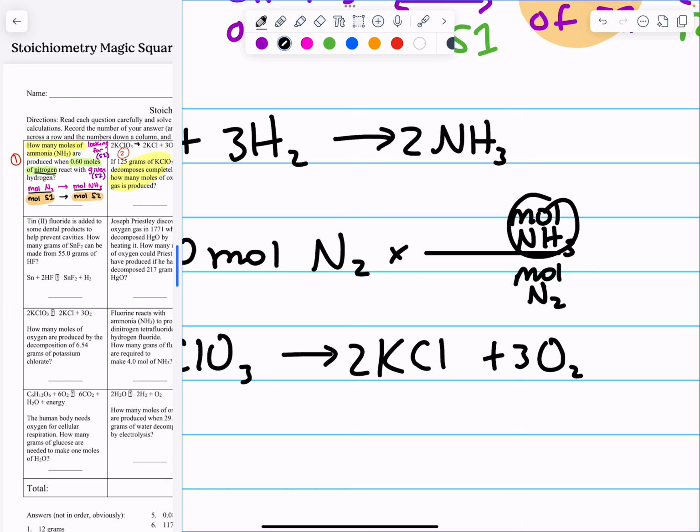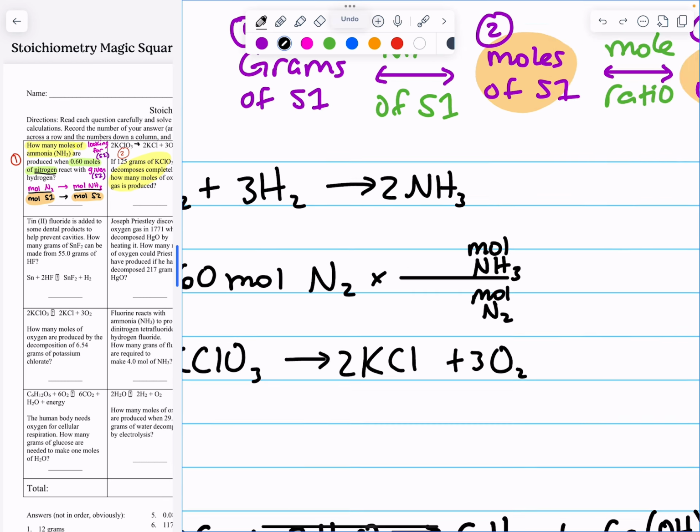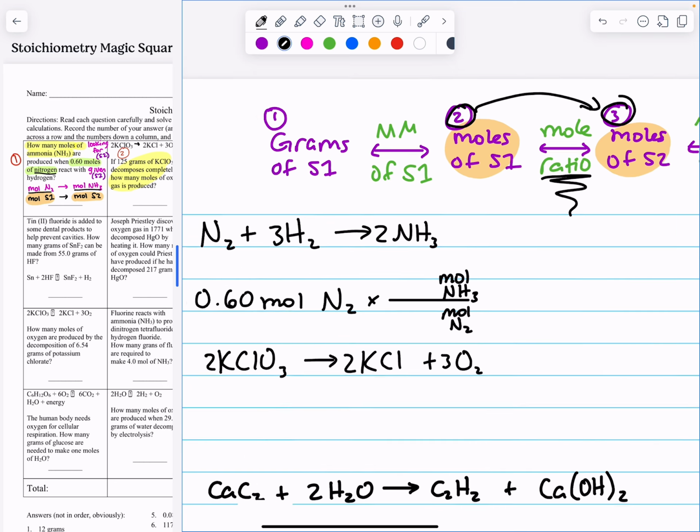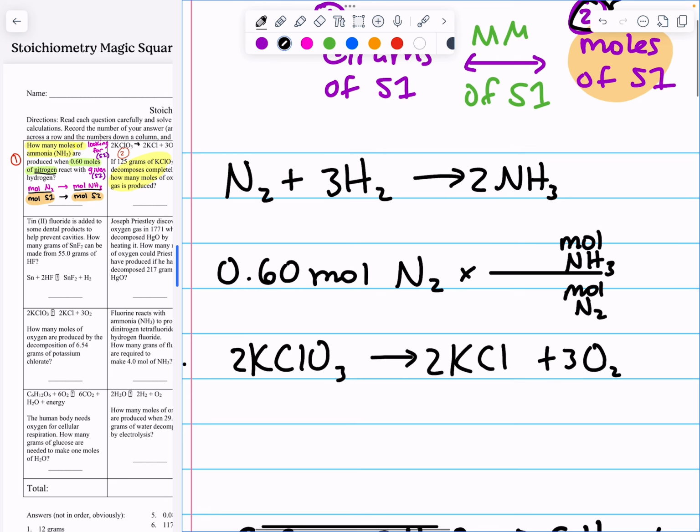When I have a mole over a mole, we call this a mole ratio. To get from step 2 to step 3, we need the mole ratio. I can get that from the balanced chemical reaction. For moles of NH3, how many moles do you see? What is that coefficient? 2. So I will put a 2 over here. How many moles of N2? There is no coefficient in front, so we put a 1.